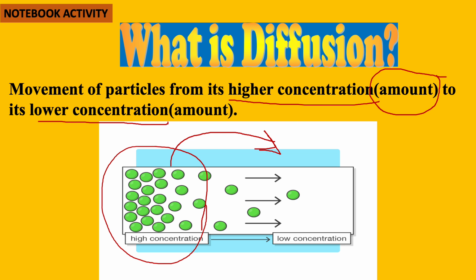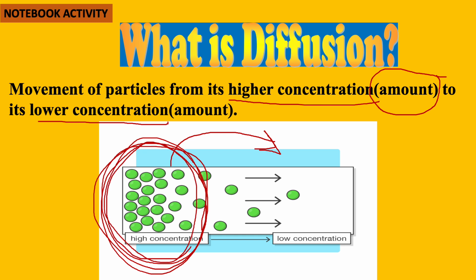So the particles are moving from their higher concentration. The amount of particles is more inside the food. The concentration of the particles is more inside the food. So from its higher concentration to its lower concentration, which is in the outside room or the other rooms of your house, where the food particles are less, right? So it is moving. It means the food particles are moving from their higher concentration to their lower concentration. The word it means food particles.